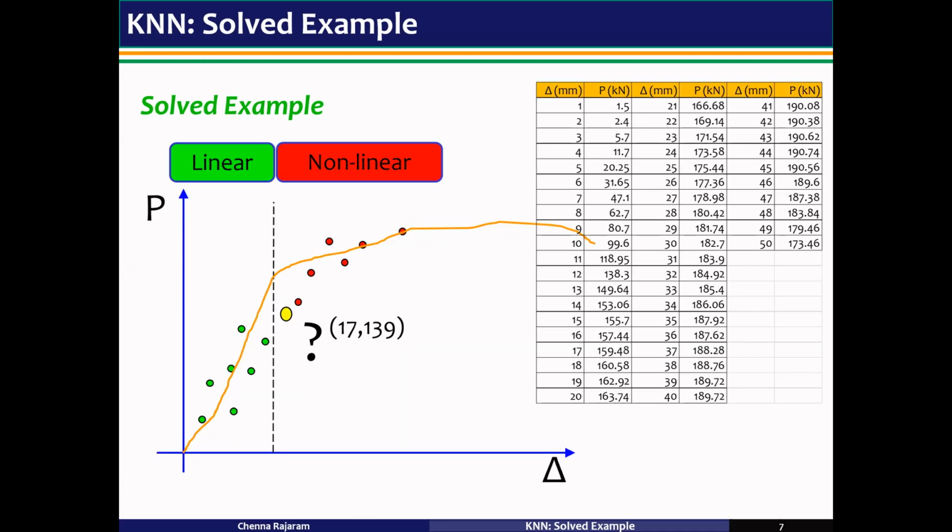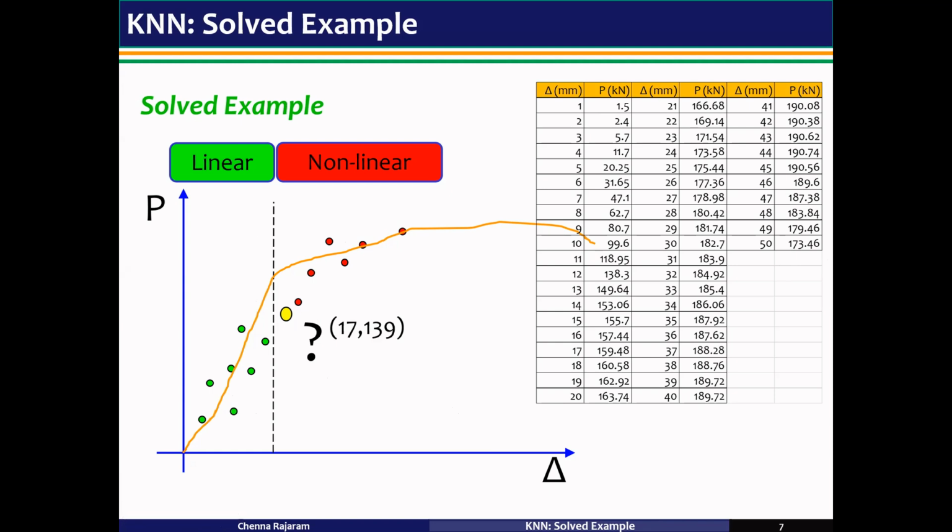We solve an example for the KNN algorithm. Here a plot is drawn between load versus displacement. On the right side, you can see the data set ranging from 1 mm to 50 mm as displacement and the load value from 1.5 kilonewtons to 173.46 kilonewtons. A graph is drawn between P versus delta and some of the data points are shown here. Not all the points are plotted here.